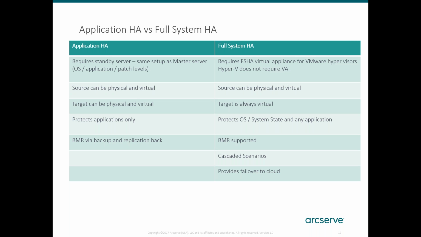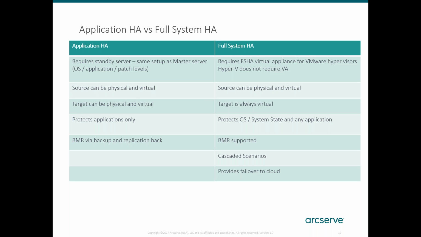Now for Full System HA, it does require a virtual appliance for VMware and for Citrix hypervisors. And again, Hyper-V does not require that. Again, the source doesn't matter. It can be physical, it can be virtual, it can be Windows, it can be Linux. The target is always virtual though, as I mentioned earlier. The main difference between Application HA and Full System HA is that Full System HA protects the whole operating system, the whole system state, and any application installed on it.